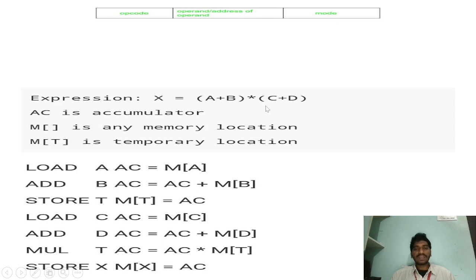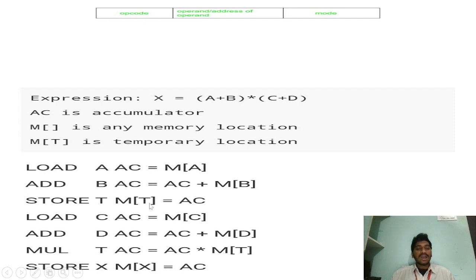As we explained before for the zero address type, here AC is the accumulator, M in square brackets is a memory location, and M of T is a temporary location. The expression can be divided into a number of steps. First, load A into the accumulator: AC = M[A]. Next add B to the accumulator, so the instruction becomes AC = AC + M[B].